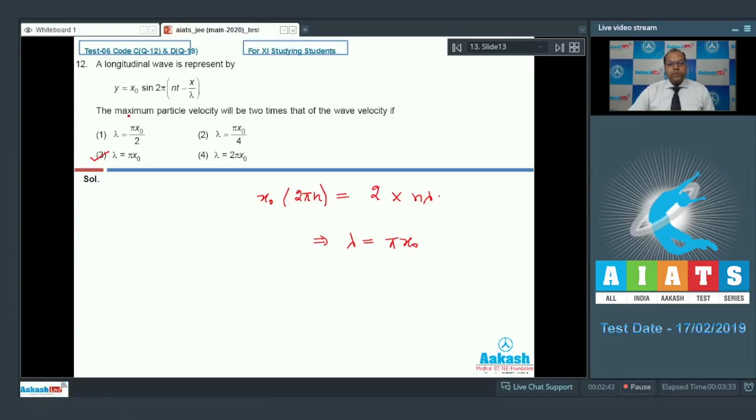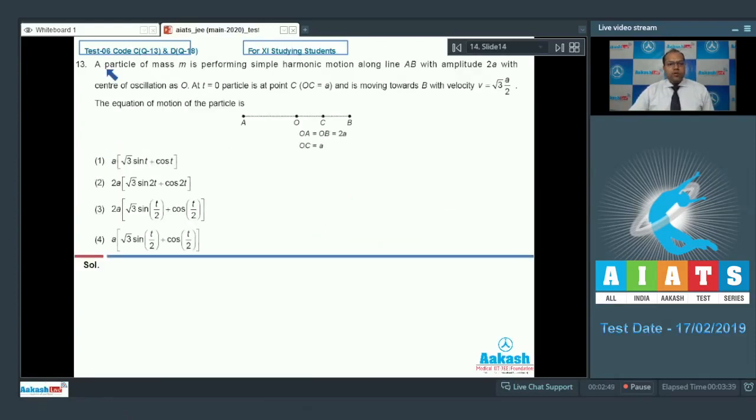Let's move to question number 13. A particle of mass m is performing simple harmonic motion along line AB with amplitude 2a with center of oscillation as O. At t equal to 0, the particle is at point C, where OC is equal to a, and is moving towards B with velocity √3a by 2. The equation of motion of the particle is.